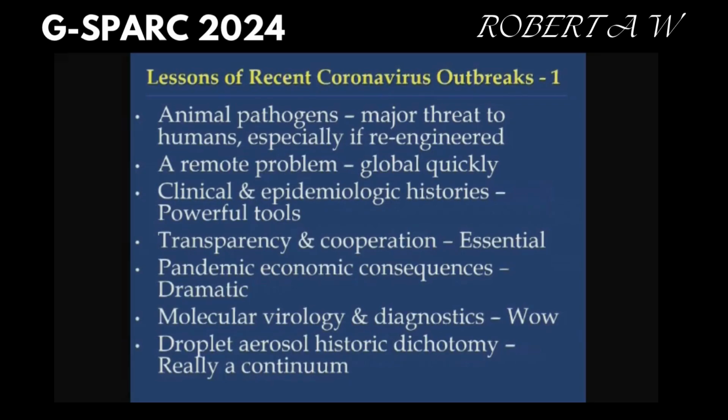We saw that the clinical and epidemiologic histories were powerful tools. That is, if a patient showed up with respiratory infections and complained of loss of smell or taste, it was pretty good evidence that that patient probably had COVID-19. We learned that transparency and cooperation, and we learned this again and again with every pandemic, are essential. Countries have to cooperate. We saw the unbelievable economic consequences of shutdowns, and this, I think, will change how we view shutdowns going forward. I think we will not be as aggressive with shutting down the economy for the next pandemic.